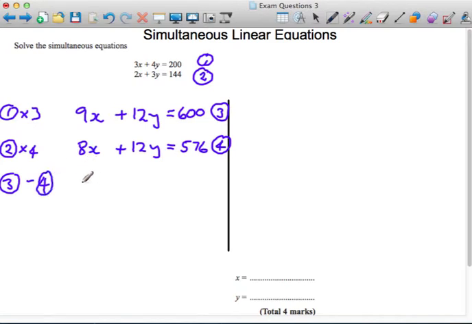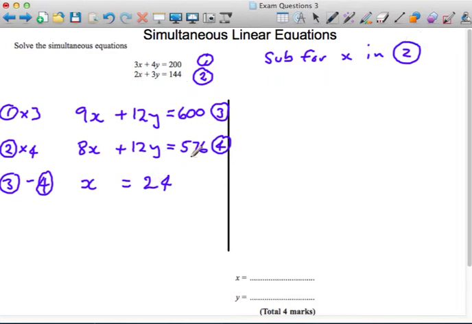9x take away 8x is x. 12y take away 12y disappears, that's why I'm doing it, equals 600 take away 576, 24. So there's the first part of the answer, x equals 24. I'm now going to substitute for x in any of the equations, and I'll substitute for x in equation 2. That one's got the least x's in it.